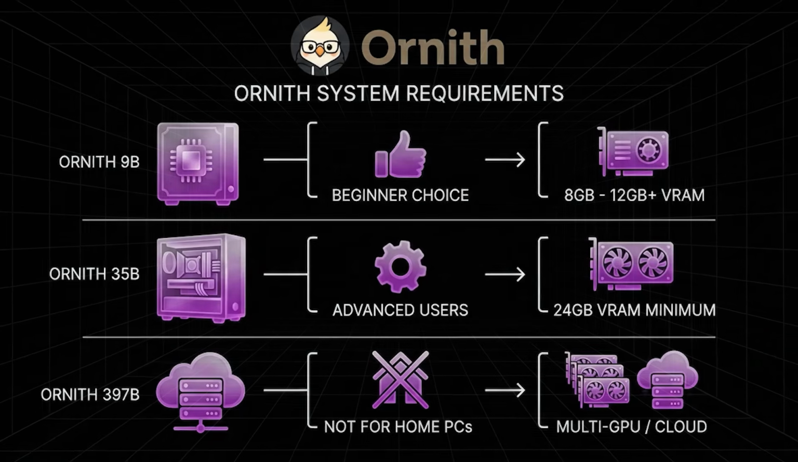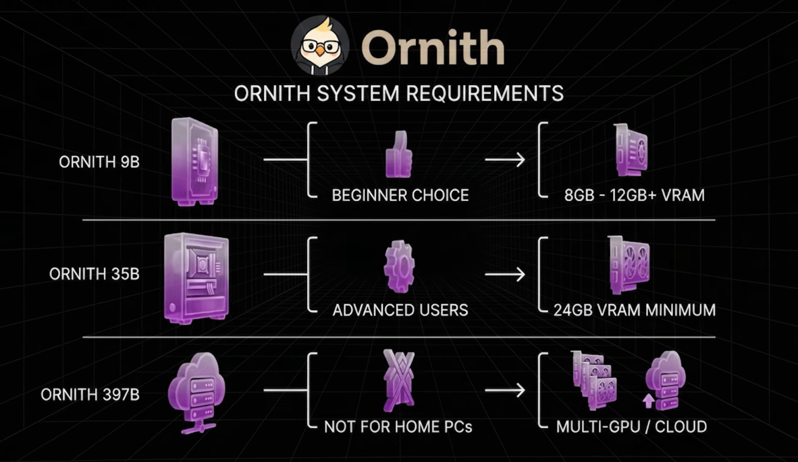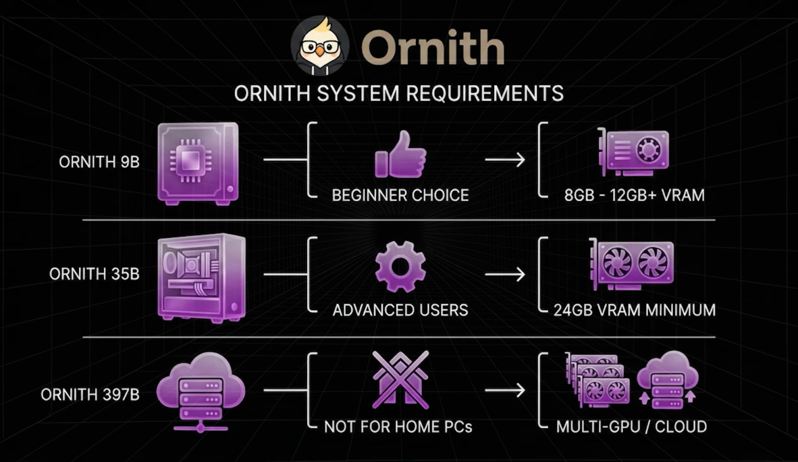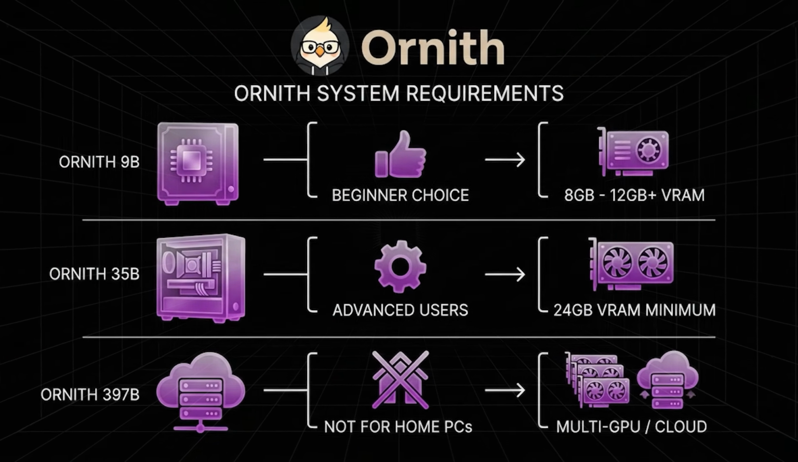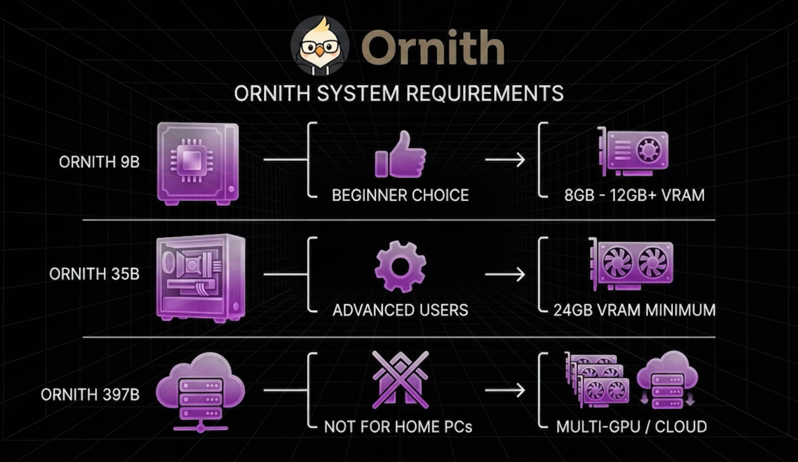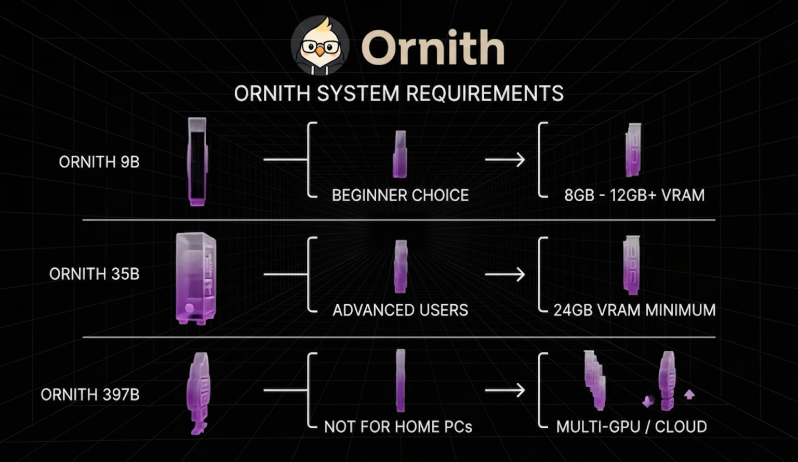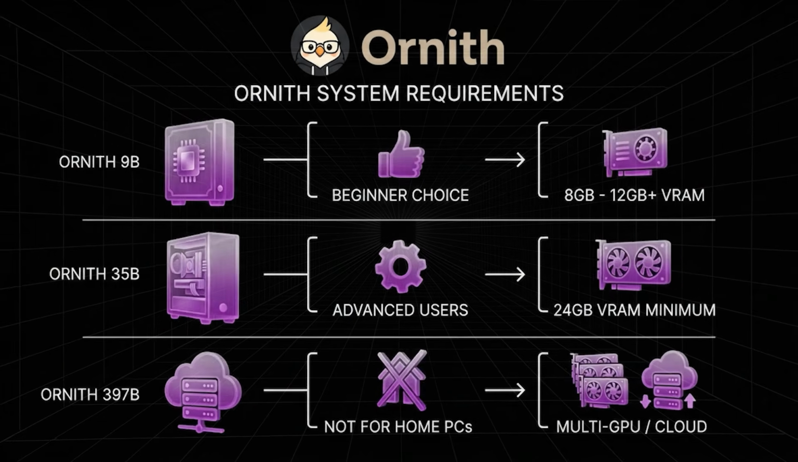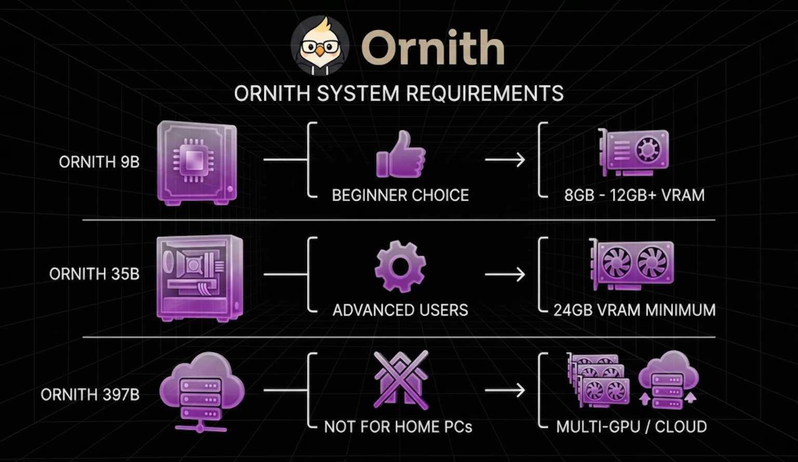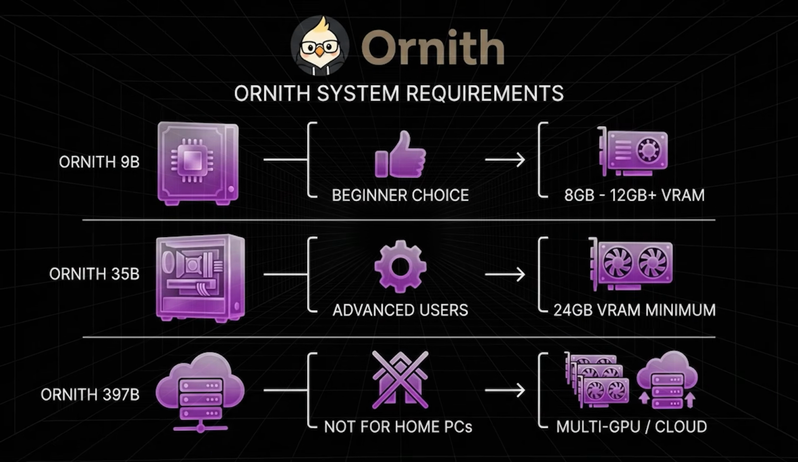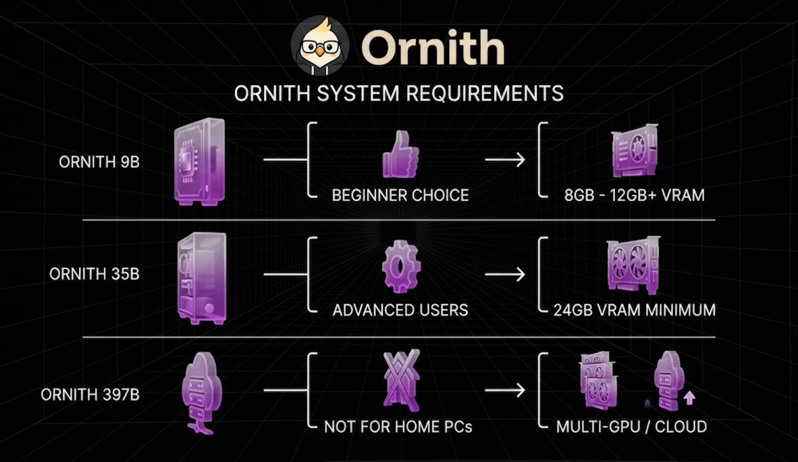So for most people, don't try and download the 35B or the 397B version because they're very, very compute intensive. If you're wondering what the GPU requirements are, they're on screen now. You can clearly see that the Ornith 9B Q4 is the best beginner choice because you only need 8 gigabytes of VRAM, although 12 gigabytes would be better, but you can still run this. Whereas for the other models, like the 35B, you need 24 gigabytes of VRAM, and that can even be slow and tight. And the Ornith 397B is not for home PCs, and you need a multi-GPU cloud data center.